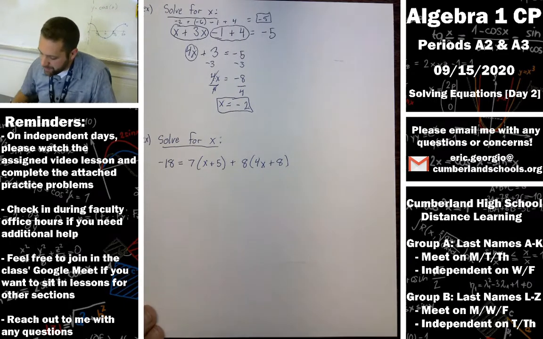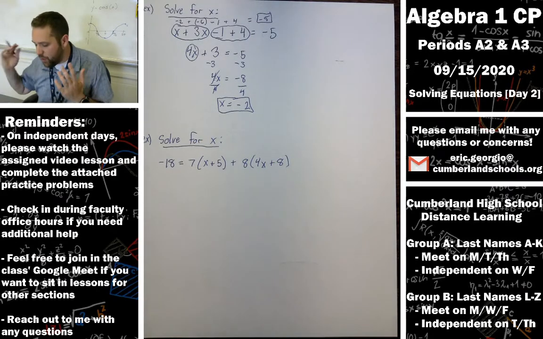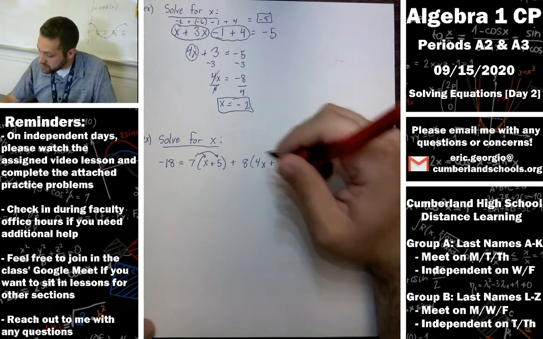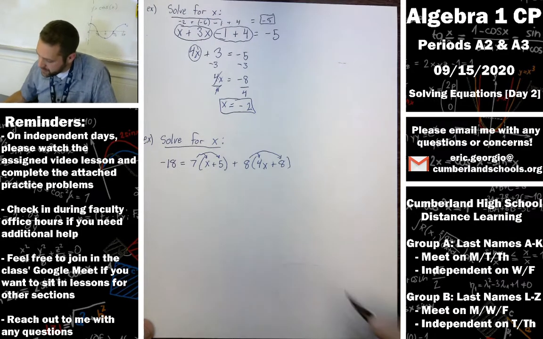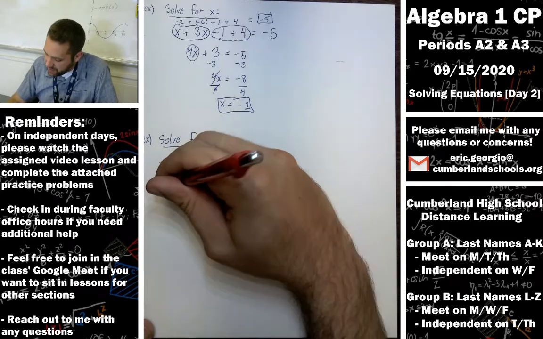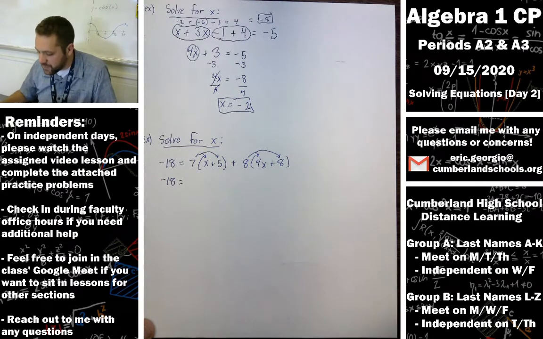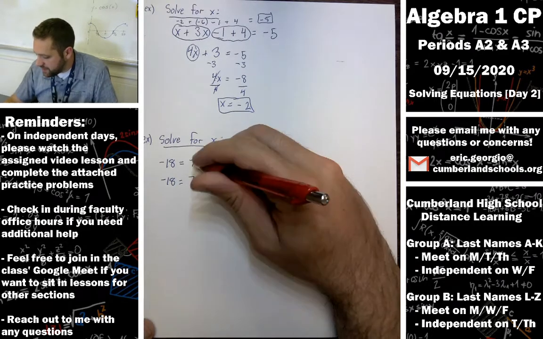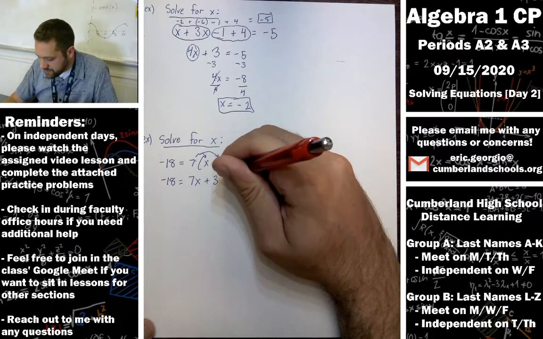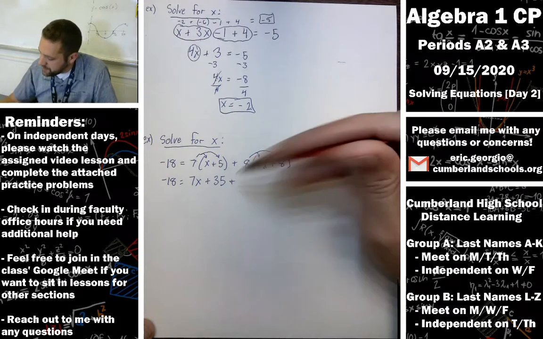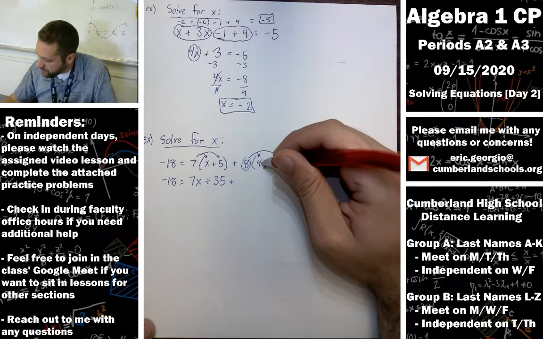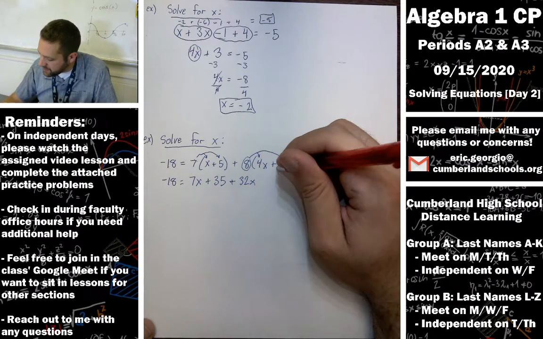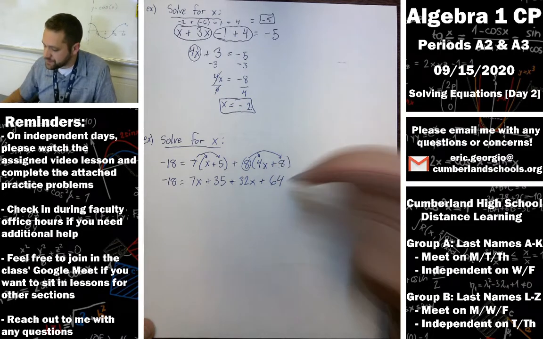If I go into this, what I want to do first, hopefully it's jumping out to you, is that I can distribute. Not just once, but twice here. On the left side, I'll be left with negative 18. On the right side, I can do 7 times x, 7x, 7 times 5, 35, plus, distributing over here as well, 8 times 4x, 32x, and 8 times 8, plus 64.